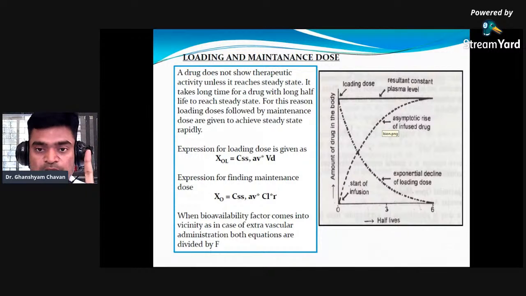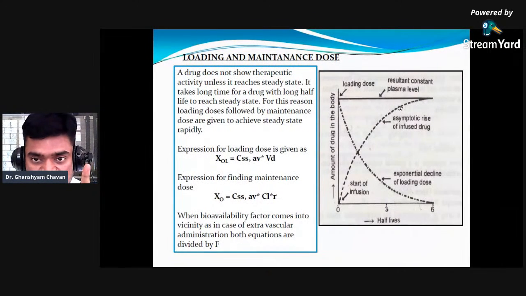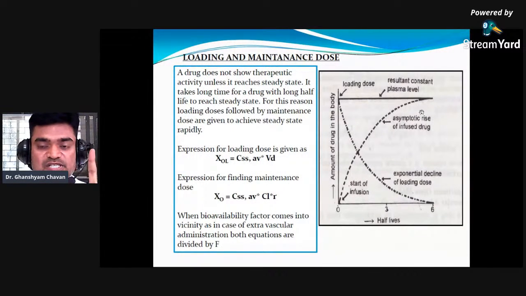Understood, I think. So in this fashion, by giving maintenance dose, it will try to maintain the concentration up to this area. This is the steady state concentration area. So at this point, you are getting the effect, and you won't get any toxic effects. This sort of concentration is going to be maintained in your body for a longer period, and that concentration is called steady state concentration.